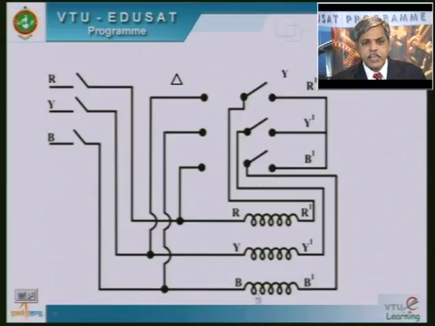Now, these are the three stator windings of the induction motor: R phase, Y phase and B phase. The terminals R, Y and B, and R dash, Y dash, B dash, are connected to the switch here. When I close the switch onto the star side, you can see R dash, Y dash and B dash, all three are connected together to a common point. Therefore, these windings are connected in star, and the voltage applied across each phase will be reduced by root 3 times, that is, 1 by root 3 times the voltage of the supply. There won't be any change in the frequency.